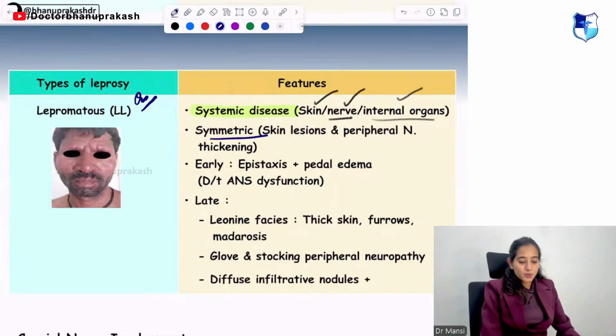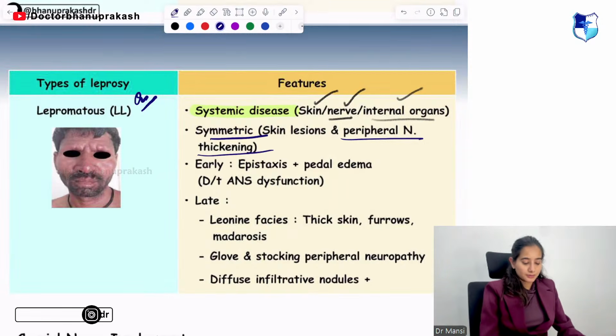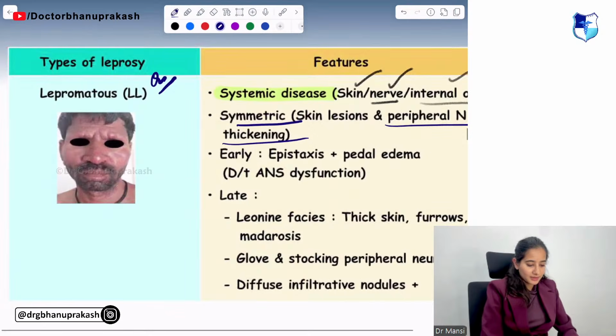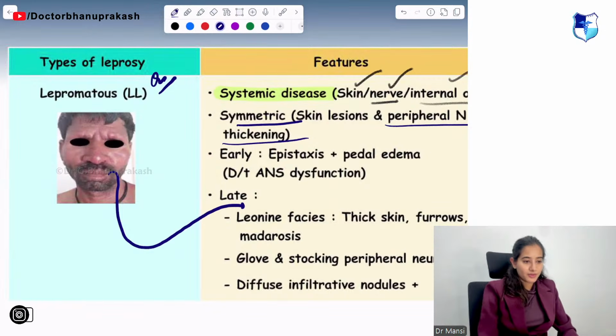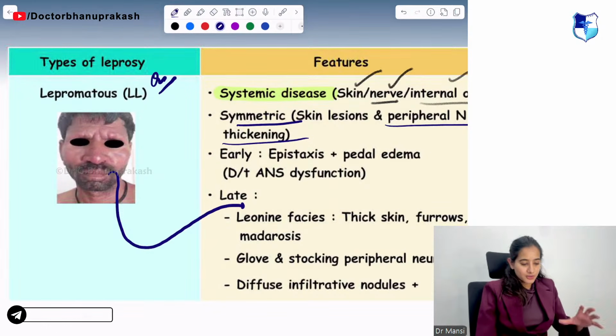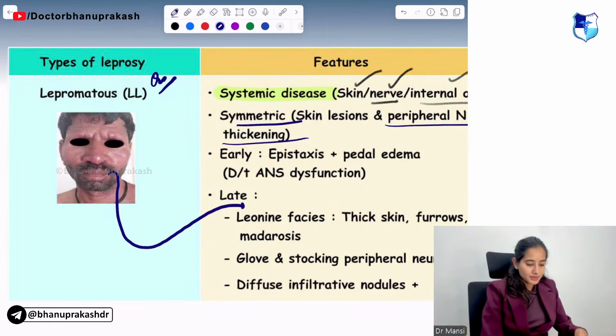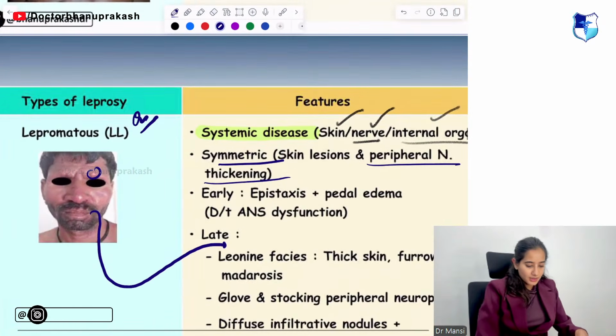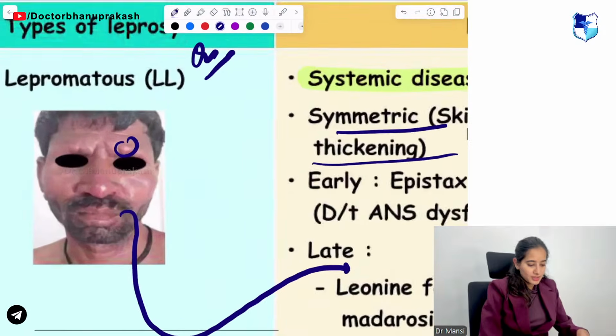The lesions will be symmetric in nature, and there will be peripheral nerve thickening. If you see this classical leonine facies, what is that? He looks like a lion. Why? Because there is thick skin. You can see thickening of the skin, and you see this person.